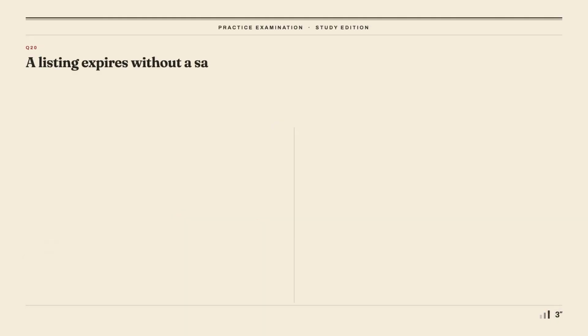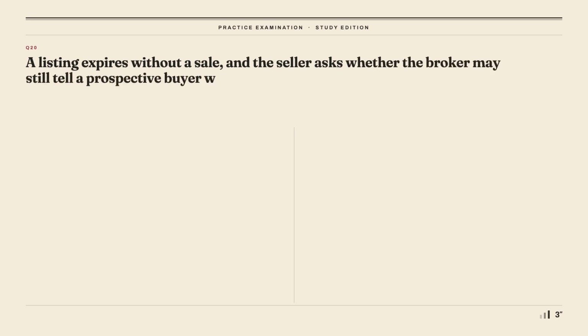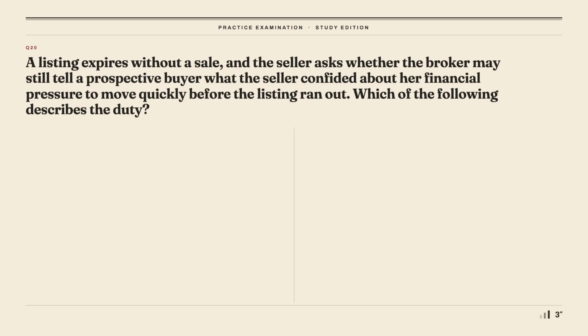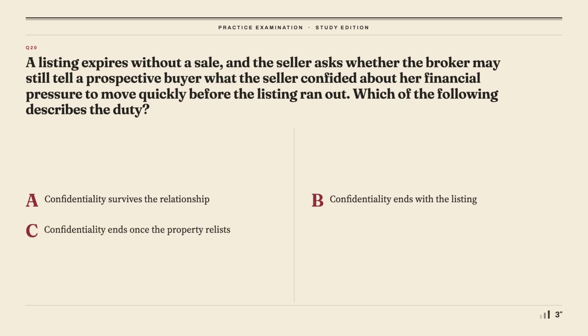Question 20. A listing expires without a sale, and the seller asks whether the broker may still tell a prospective buyer what the seller confided about her financial pressure to move quickly before the listing ran out. Which of the following describes the duty? Your options are: A. Confidentiality survives the relationship. B. Confidentiality ends with the listing. C. Confidentiality ends once the property relists. D. Confidentiality applies only during negotiation. What's your answer? Commit to one before I continue.